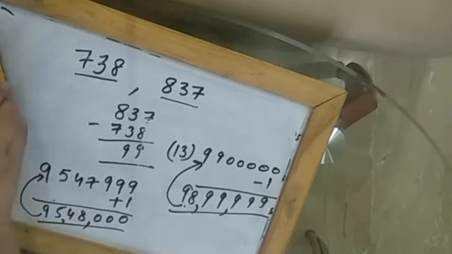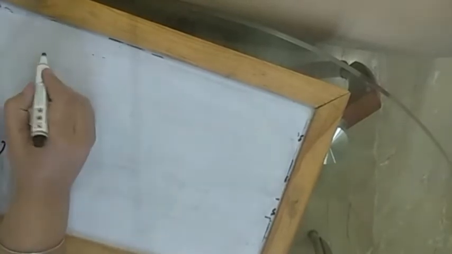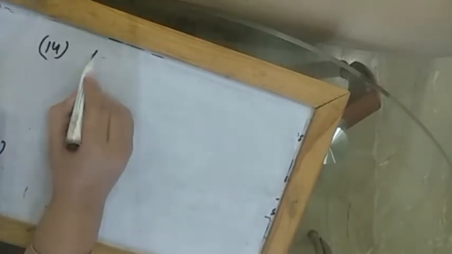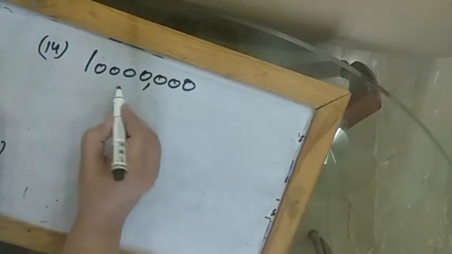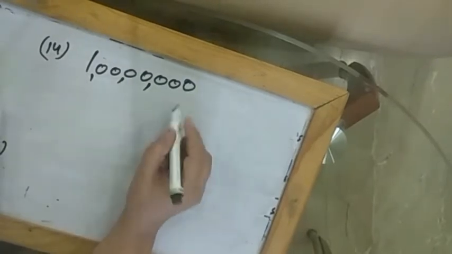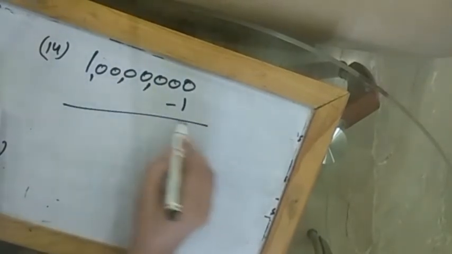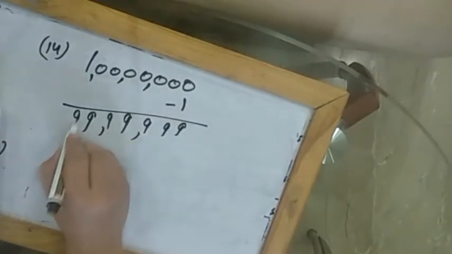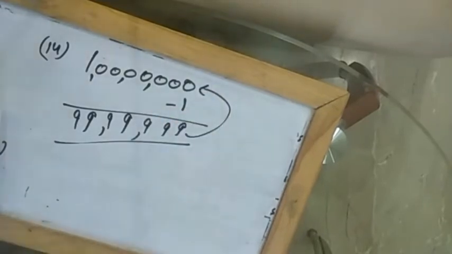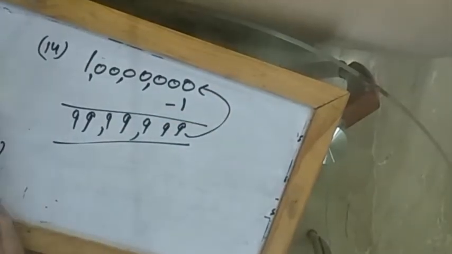Now come to the 14th question. The 14th question again says there is a number given. So this is the number given, 1 crore, and they are asking you what comes just before this number. Now I told you when I have to find just before, इससे पहले, एक पहले, then I have to subtract 1. So what will come? So this will come just before this.